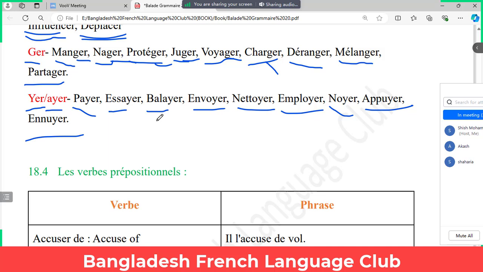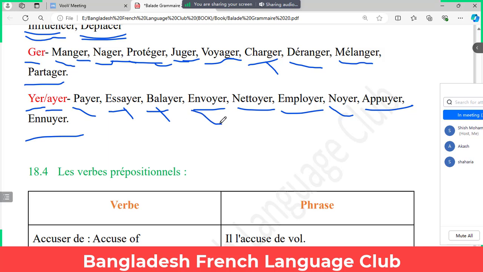No. Which one don't you know? Okay. So payer means to pay. Essayer means to try. Balayer means to, actually balayer has several meanings, and sometimes it means to sweep. Balayer means sweep. I mean, sweeping the house is called balayer. Okay. Sweep.